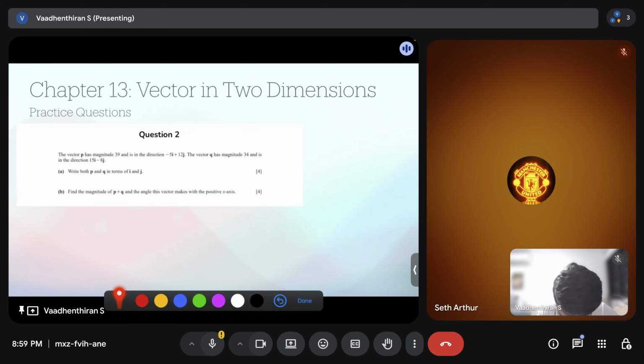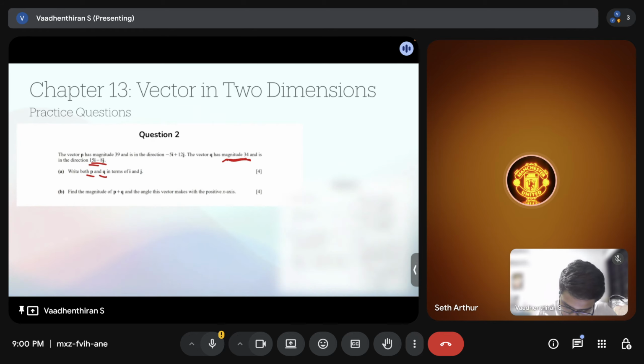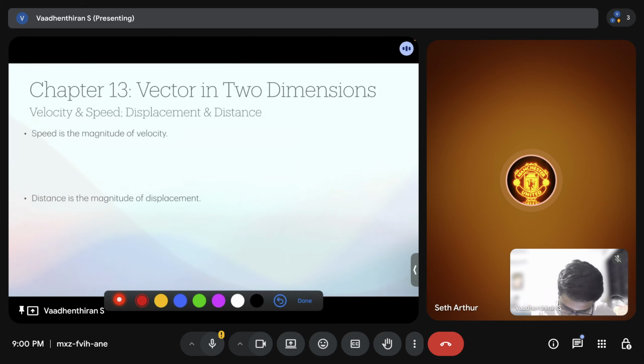And this is another practice question. I think this is also straightforward. It's the same thing. They have given you the magnitude and the direction, and you need to write both P and Q in terms of J. So it's basically the same thing. I'll send you these questions in the Google Drive, and you can practice them. I think we're running out of time, so I'll just move on to the topics we'll cover before we finish.